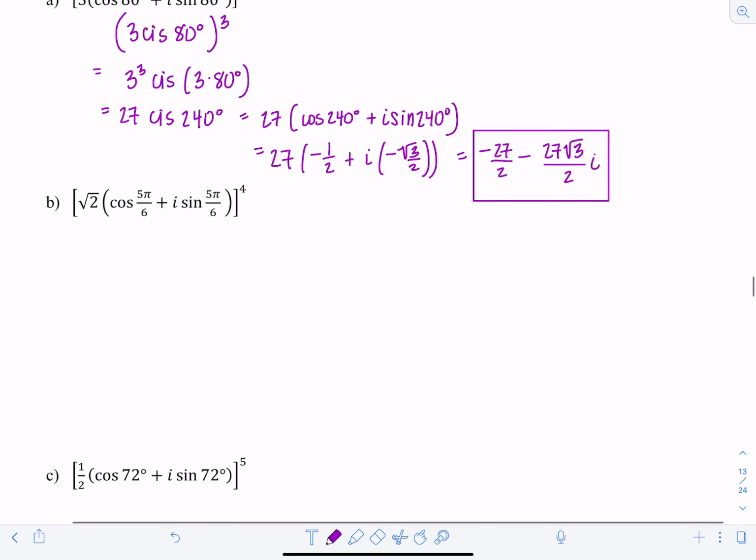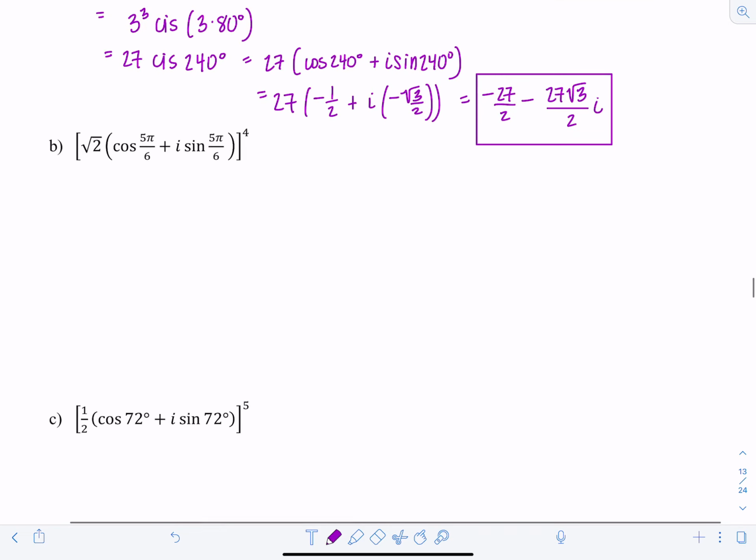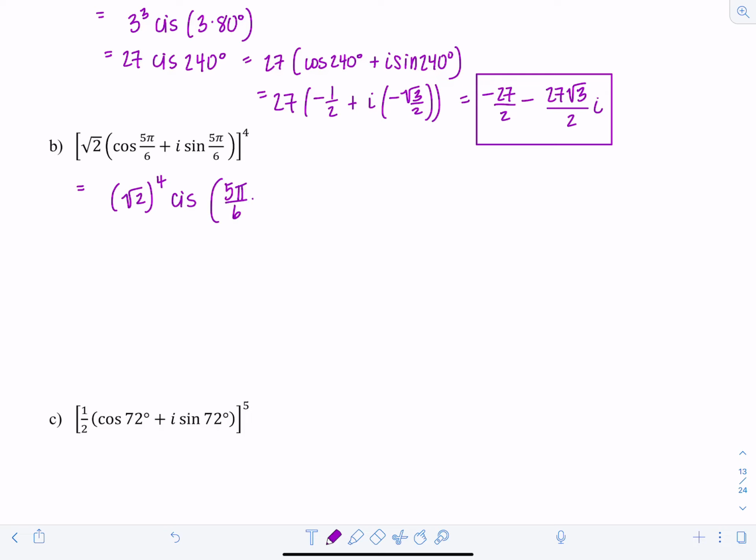This time I have rad 2 cis 5 pi over 6 to the 4th. So you take rad 2, you raise it to the 4th, and then you have cis 5 pi over 6 times 4. Okay, rad 2 to the 4th, you basically square rad 2 2 times in a row. So rad 2 squared is 2, and then squared again. Now it's 4. And then we have cis 5 pi over 6 times 4. That's going to be 20 pi over 6, which is 10 pi over 3.